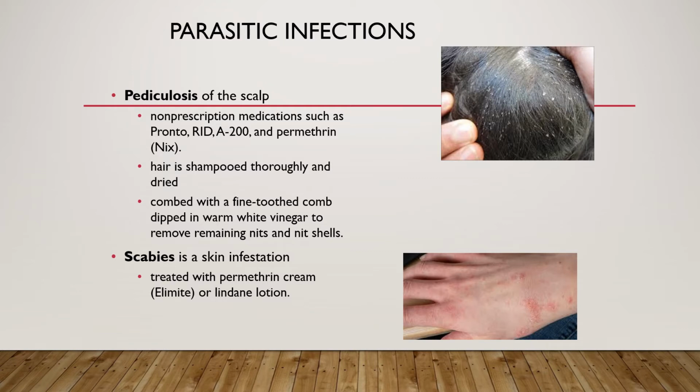The head will be lathered for several minutes to distribute the substance everywhere and cover the scalp and the hair completely. Usually you will have some directions on the label that you can follow. After applying it, you rinse the head thoroughly and dry it. Once the hair is dry, now it's the second stage. We need to comb the hair with a very fine tooth comb that we usually dip in warm white vinegar in order to remove the rest of the nits and the nit shells.